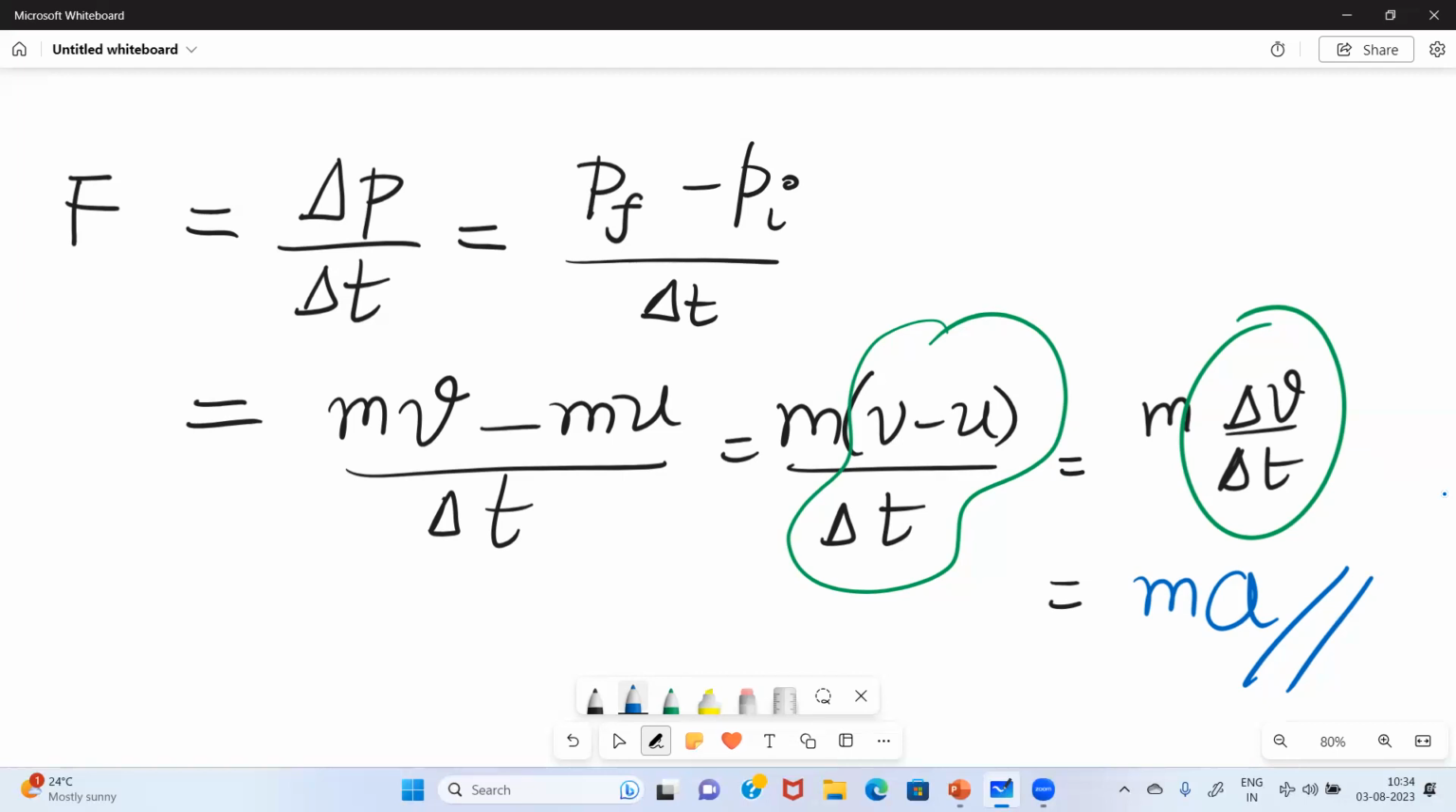So final momentum minus initial momentum. Final momentum is mass into final velocity. Initial momentum is mass into initial velocity. Change in time is delta t. So mv minus mu. If you take m outside, you'll get v minus u. v minus u is the change in velocity. Change in velocity by time is acceleration. That is F is equal to ma. You can also do it this way.